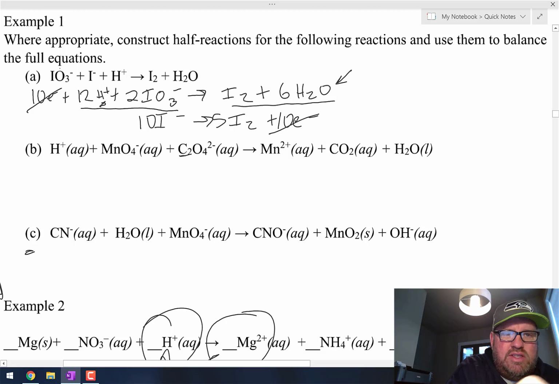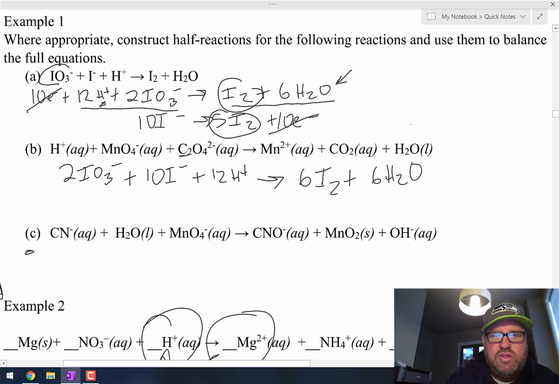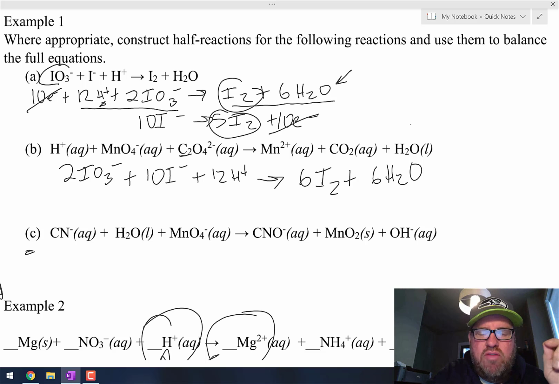So let's do it in the same order they have it here. So we've got 2 IO3 minuses plus 10 I minuses plus 12 H pluses is going to make, now we've got I2 plus 5 more I2s is 6 I2s plus 6 H2Os. And again, if we've done this correctly, we've got, for example, 12 iodines on both sides, we have 12 hydrogens on both sides, and we have 6 oxygens on both sides.